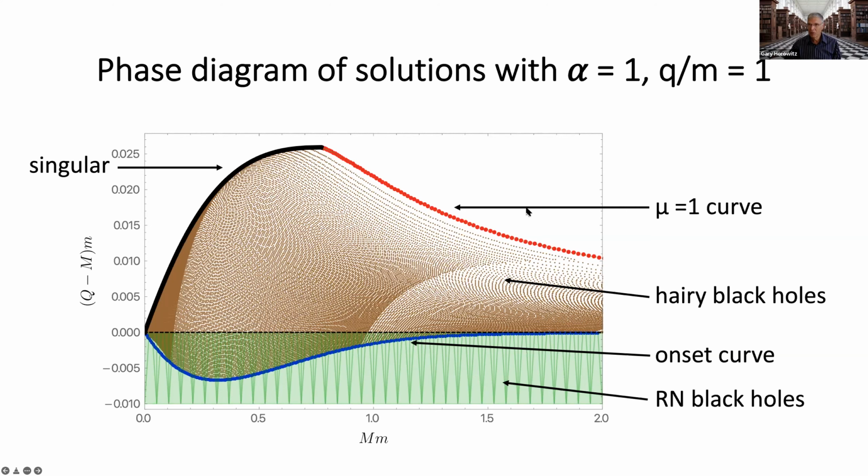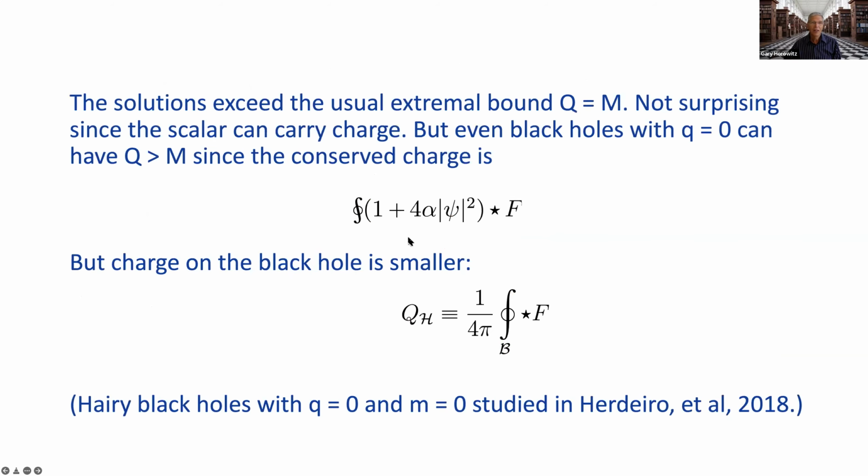Let me first point out the hairy black holes have Q bigger than M. They're exceeding the usual extremal bound. That's not really surprising since the scalar field carries charge. So you can have charge, the total charge in the spacetime includes the charge on the black hole and the charge on the scalar field outside.